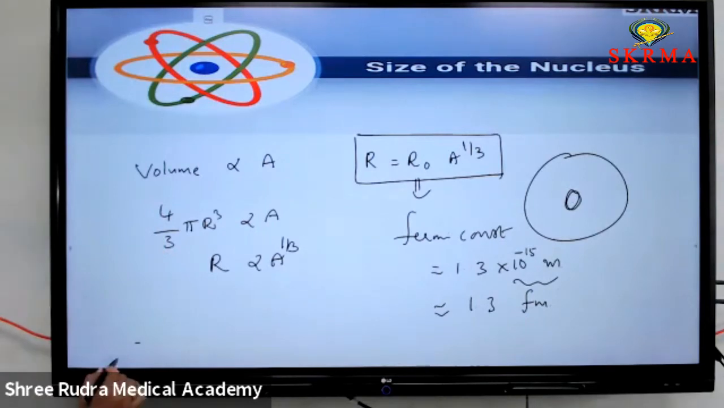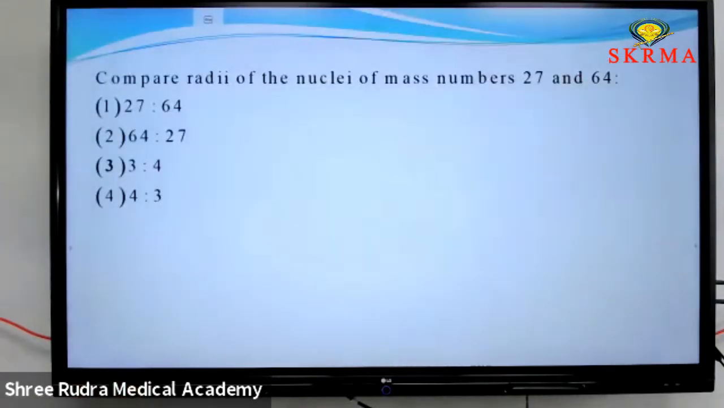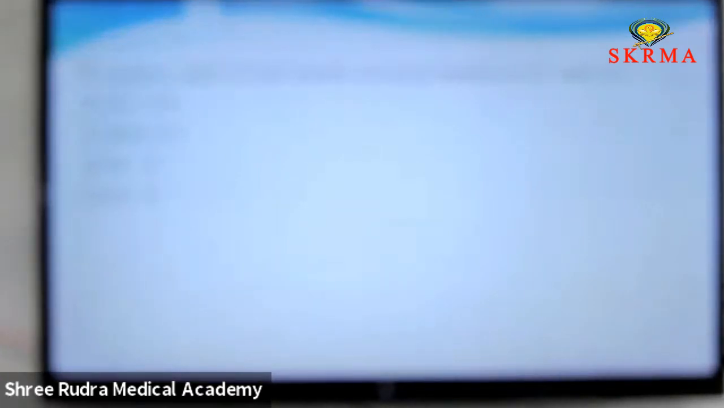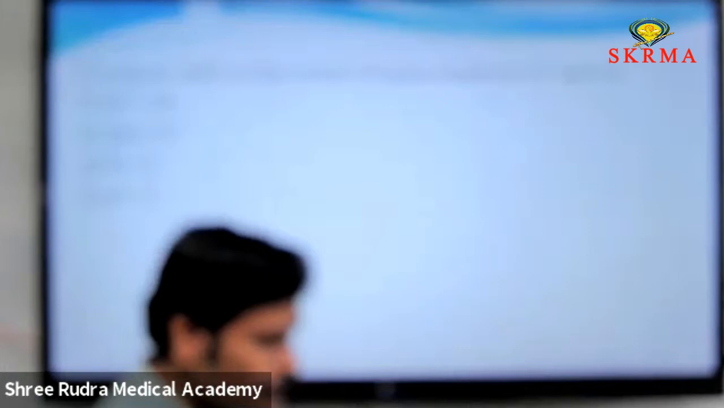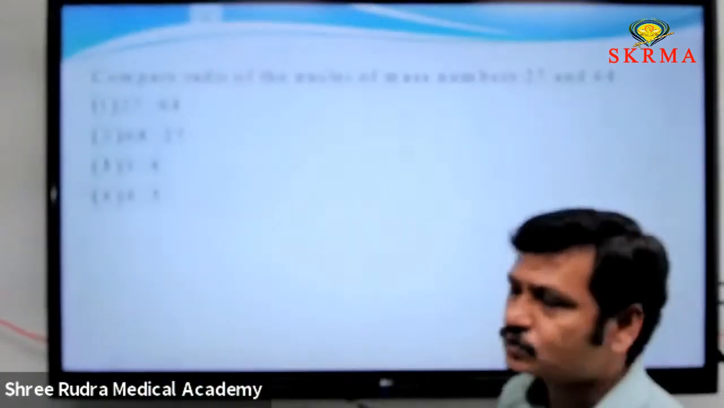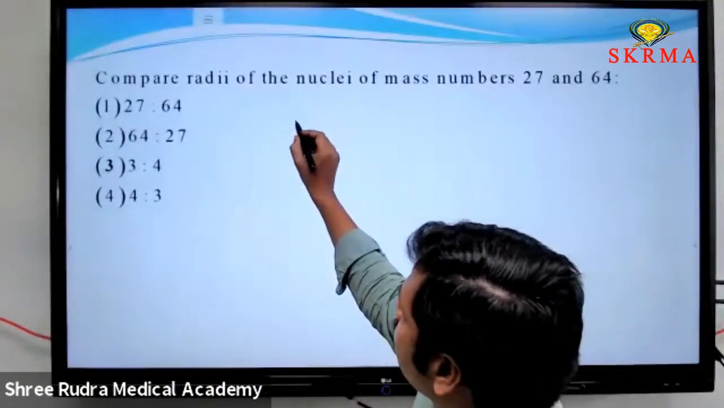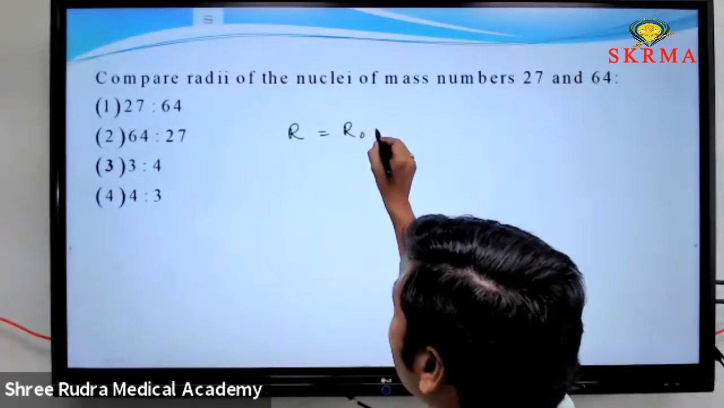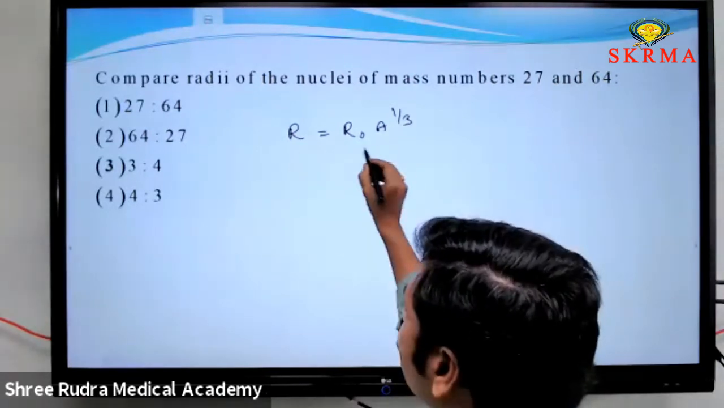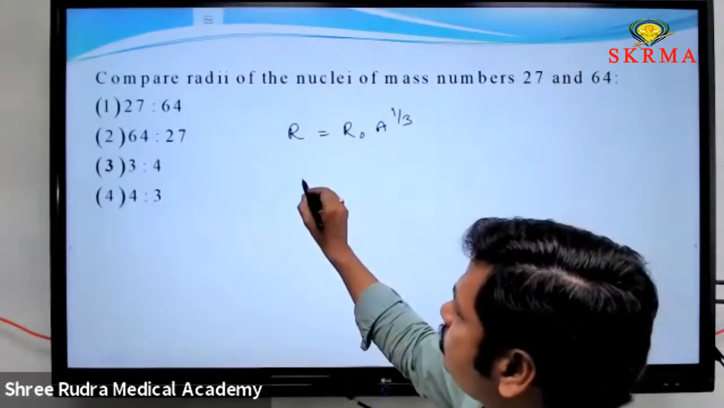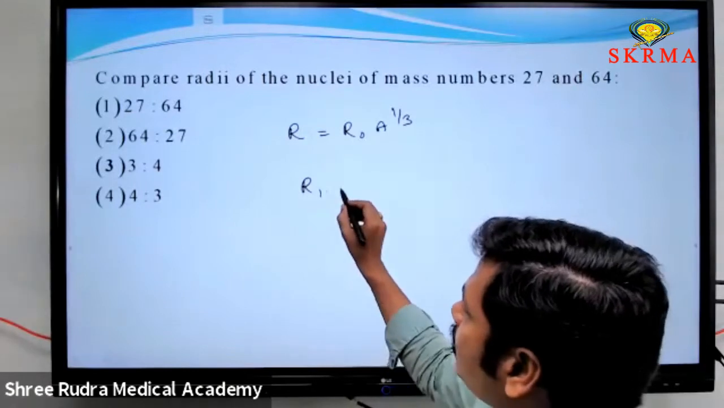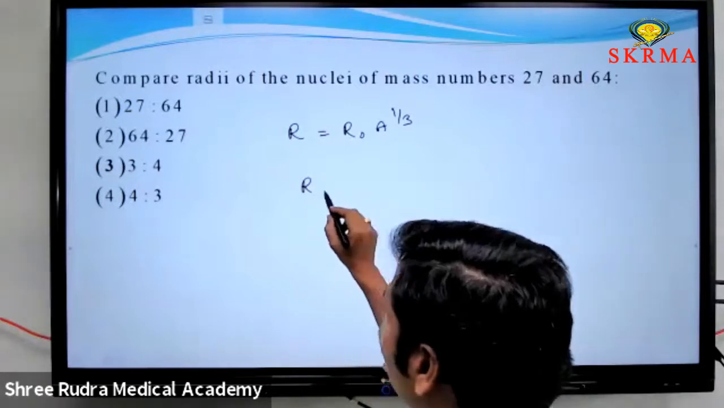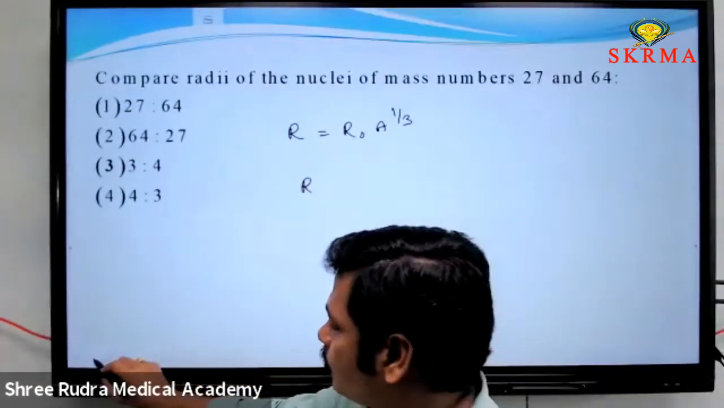Let's see how we can face that question. Here the question is, compare the radii of nuclei of mass numbers 27 and 64. From the property of size of nucleus, you can write like this: the radius R equals R naught into A power 1 by 3. We have this equation where R naught is constant. This way you can write like this: R is proportional to A power 1 by 3.